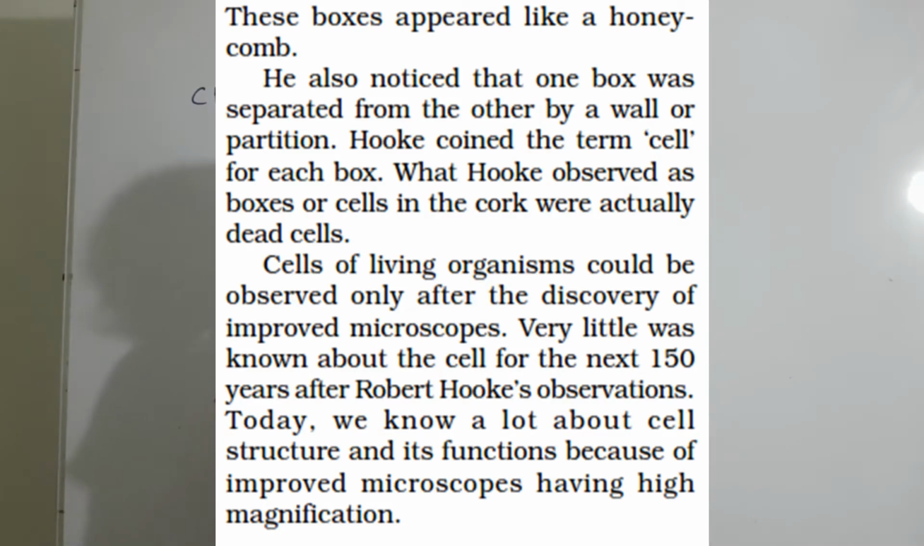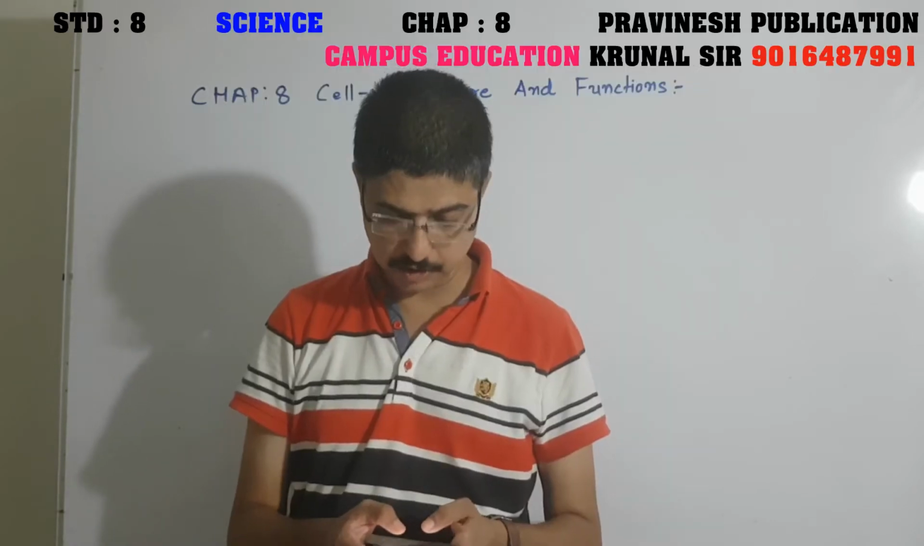Cells of living organisms could be observed only after the discovery of the improved microscope. Very little was known about the cell for the next 150 years after Robert Hooke's observation. Today we know a lot about cell structure and its functions because of improved microscopes having high magnification.